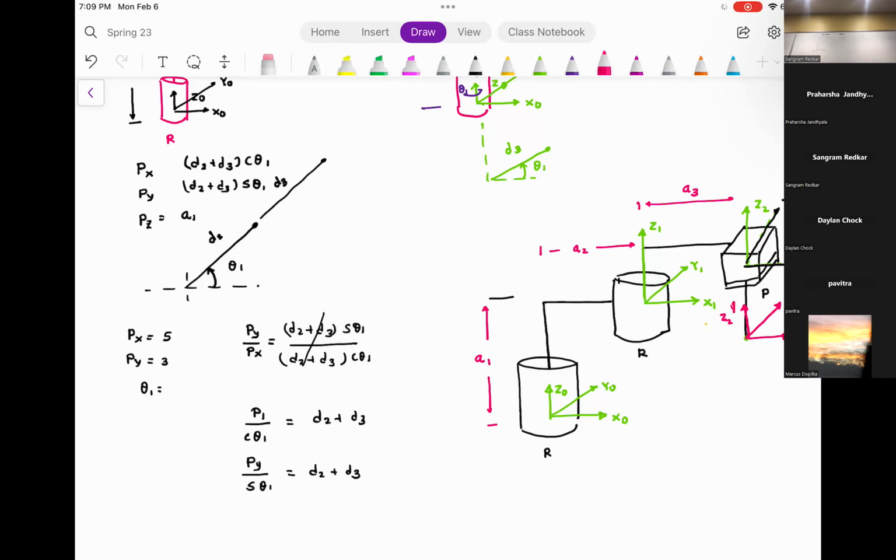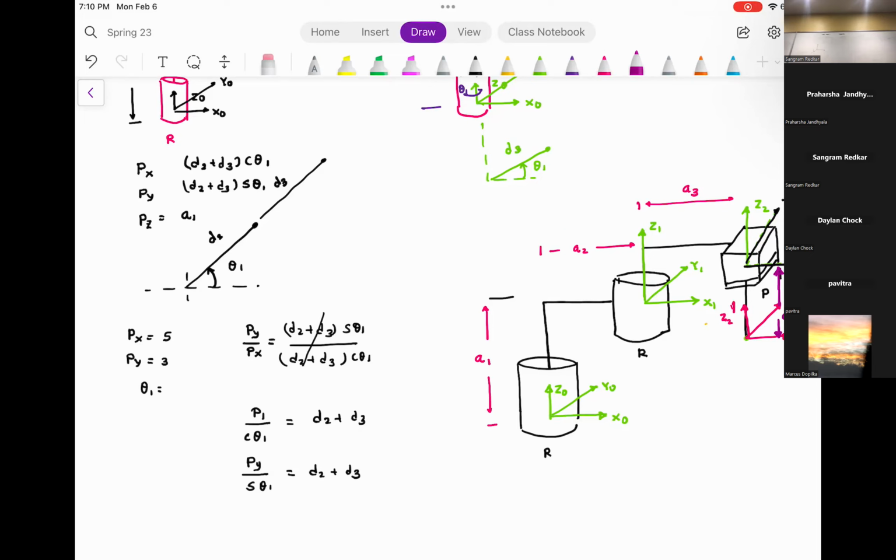So this distance, from the end effector here to here, is going to be... Are you with me so far? A1 is a constant distance, A2 is a constant distance, A3 is a constant distance, but this D3 would be changing because there is a prismatic joint that can go up and down.